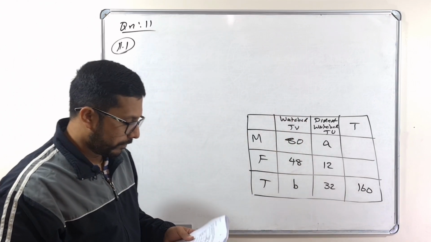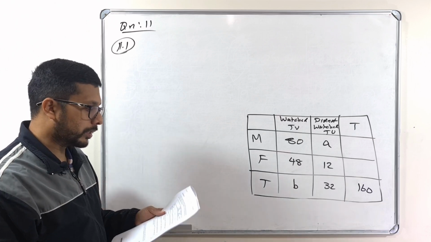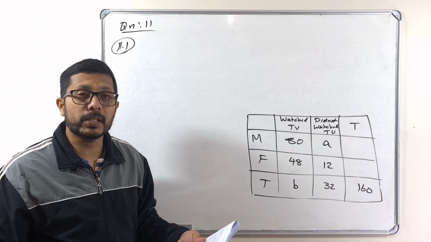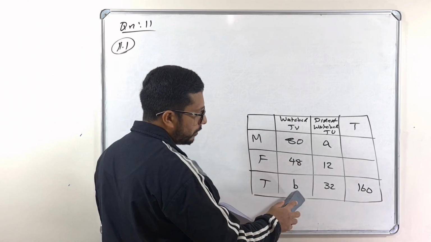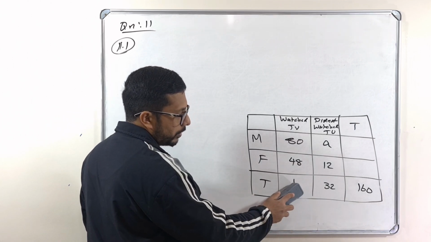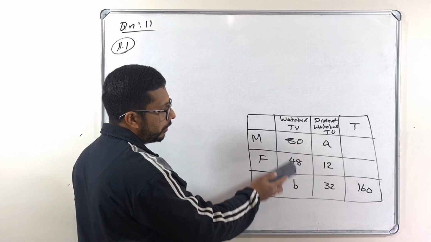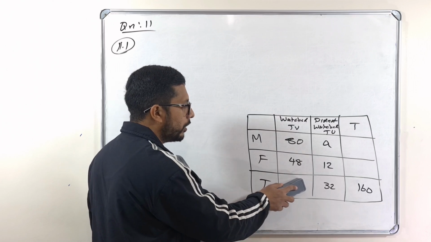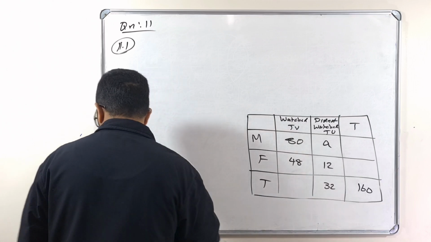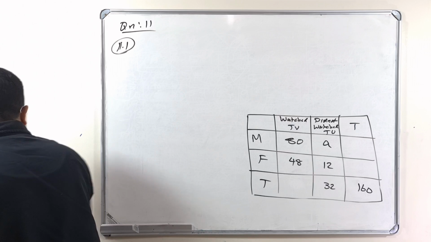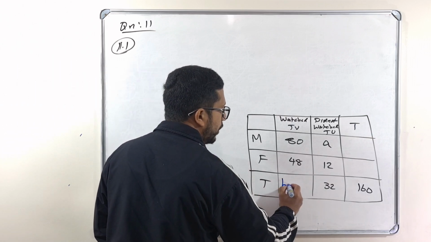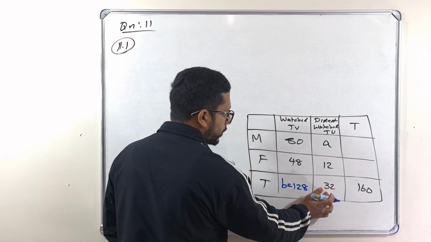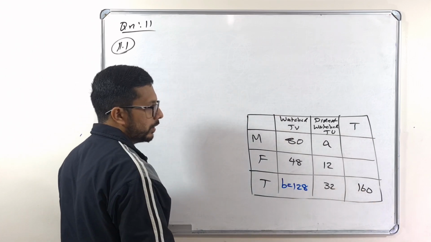Now the first question, 11.1, is calculate the values of A and B. It's a very simple question. Let's try to find B. How can you find B? You know that this is the total of 80 and 48. What is 80 plus 48? It is 128. That means B is equal to 128. So you can see 128 plus 32 is 160.